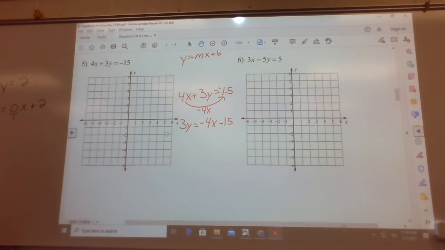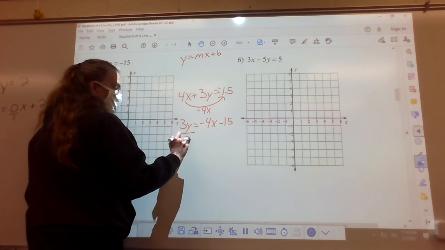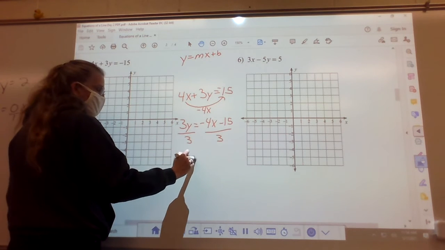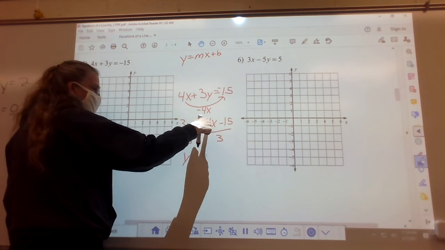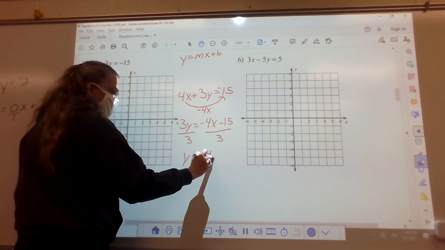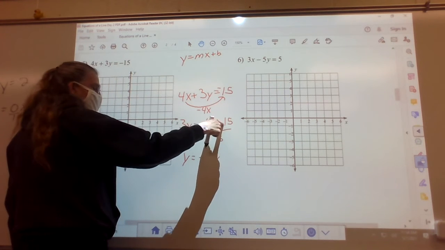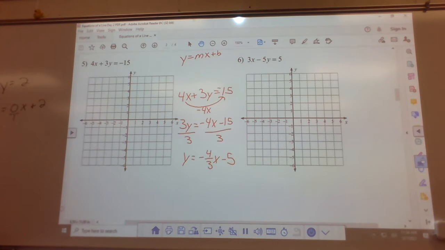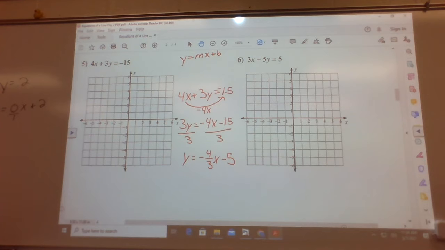The next step then is you have to divide by the 3. So divide by the 3. This cancels out. y equals, this is going to give you a fraction, negative 4 over 3 x, negative 15 divided by 3 is negative 5. So there's my final answer. I had a lot of people struggling rearranging yesterday. Now, once it's in slope-intercept form, it's just what we did on number 1 and 2.